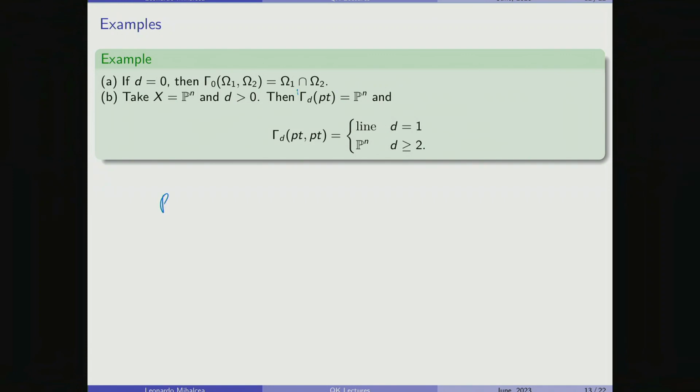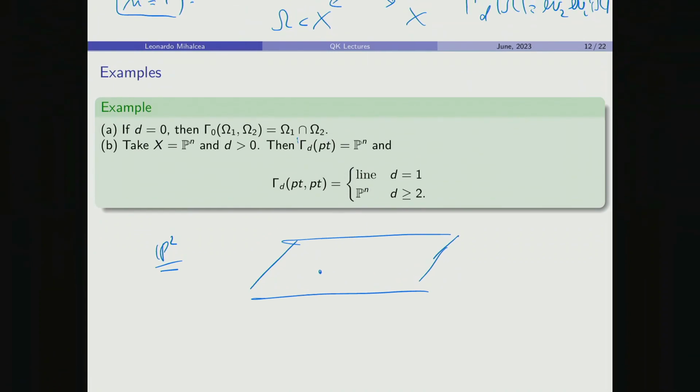So let's take P2. So you're going to draw P2, the plane, right? And I have a point here. Let's take d is equal to 1. My question is, how far inside P2 can you get from that point with a curve of degree 1? The curve of degree 1, of course, is just a line in P2. So I have a point, and I'm looking at all the lines that pass through this point. How far can I get? Well, I can get anywhere.